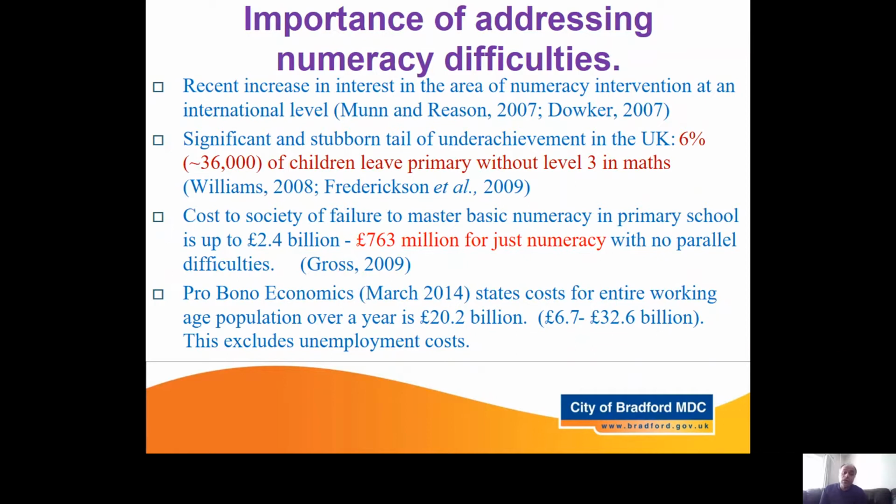A piece of research done later, in March 2014, estimates that the cost for the entire working population, not just those children who leave school with level 3 maths, but the entire working population, is about 20.2 billion, with a range of 6.7 to 32.6 billion. So again, huge numbers, and that doesn't include unemployment costs.